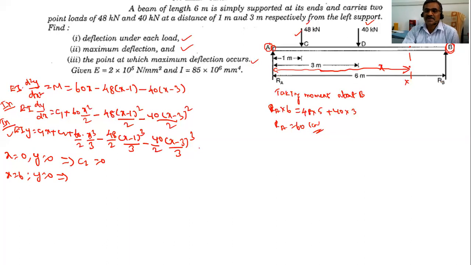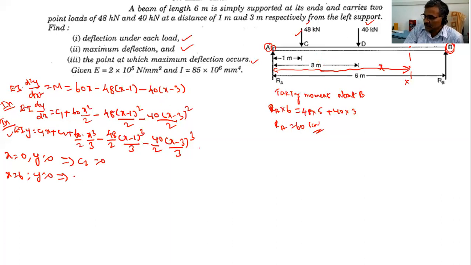In the previous problem, we substituted x is equal to L by 2, dy by dx is equal to 0. That boundary condition you cannot apply here. The reason is, here we don't know where the maximum deflection occurs. At the maximum deflection, slope will be 0, but we don't know that in this problem. It is not symmetrical. So that's why we applied this boundary condition.